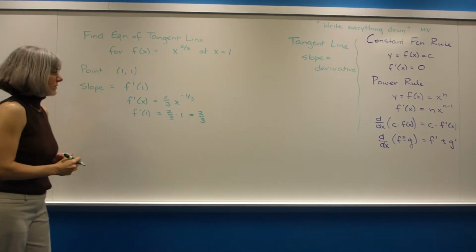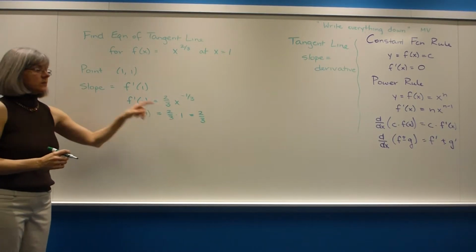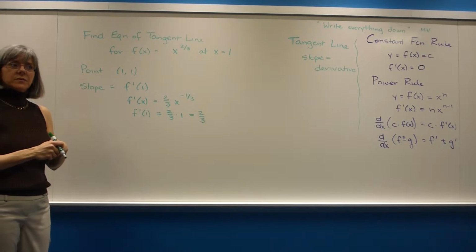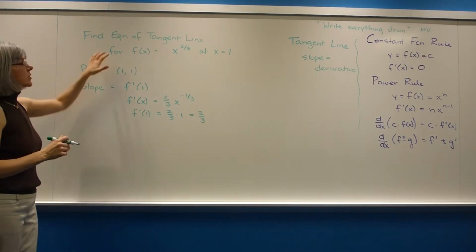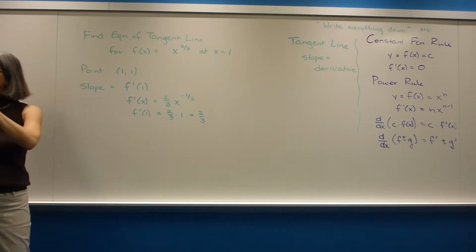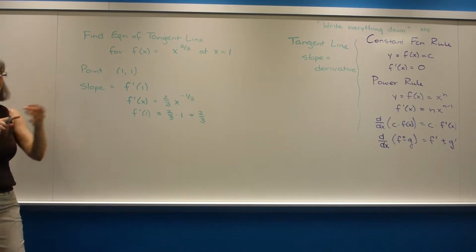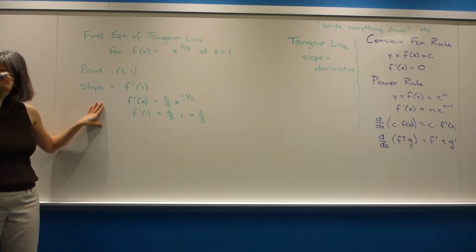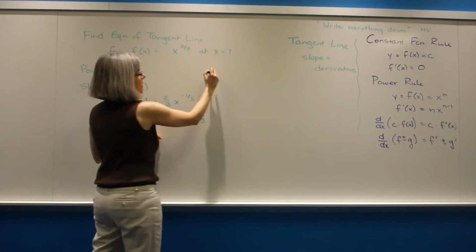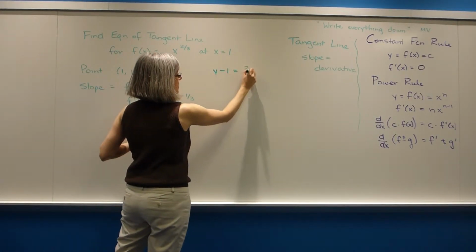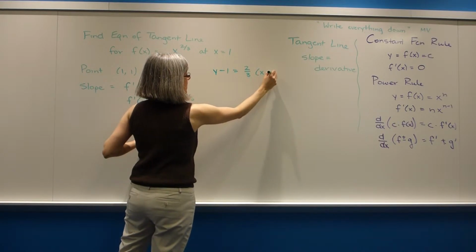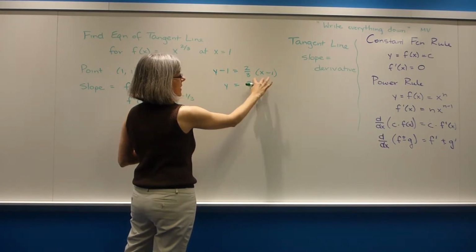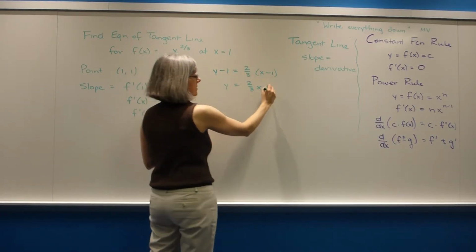So now what do I have? I have a slope and a point. So the equation of the line writes itself. Just remember, if you're looking for the equation of the tangent line, you still need a point and a slope. You have the point, the slope is the derivative. So slope and derivative and tangent, they all go together. So I would have y minus 1 equals 2/3 (x minus 1), y equals 2/3 x minus 2/3 plus 1.